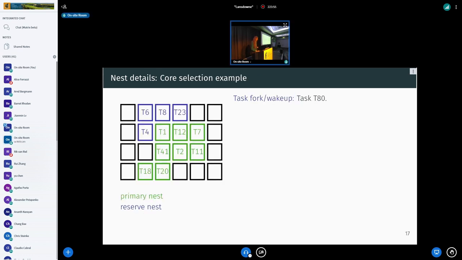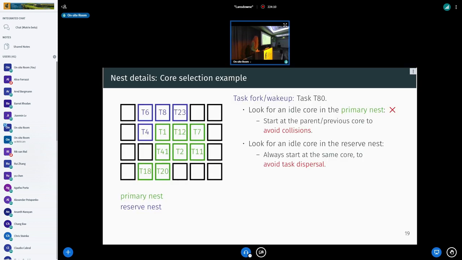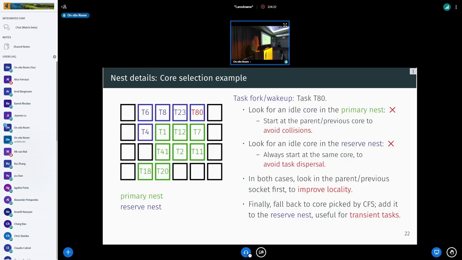So here's a running example. Again, we have the green, which is the primary nest, and the blue, which is the reserve nest. We have this situation. We have some task that wakes up. And so first we look in the primary nest to see if we can find a core for it. Of course, in this case, we can't. So that fails. And then we look in the reserve nest to see if we can find a core for it. And we can't, again, because they're all filled up. And so we go back to CFS and we ask, this is the thing I mentioned about the sockets. And so we go back to CFS and ask for a core that's going to be this one here. And it's going to go into the reserve nest first.